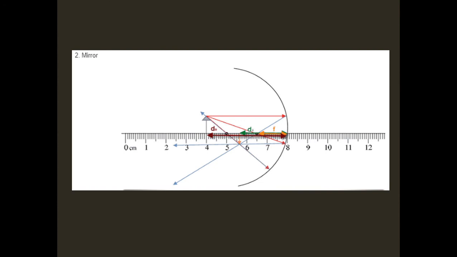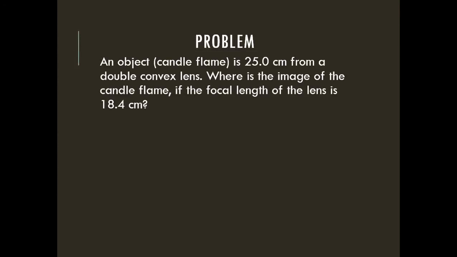Sometimes you just need a little bit of logic, but it's a little bit big to explain, okay? And lastly, this is the last thing, don't worry guys. This is just one problem to explain how to apply everything we have learned. It goes like this: an object, a candle flame, is 25 centimeters from a double convex lens. Where is the image of the candle flame, if the focal length of the lens is 18.4 centimeters?